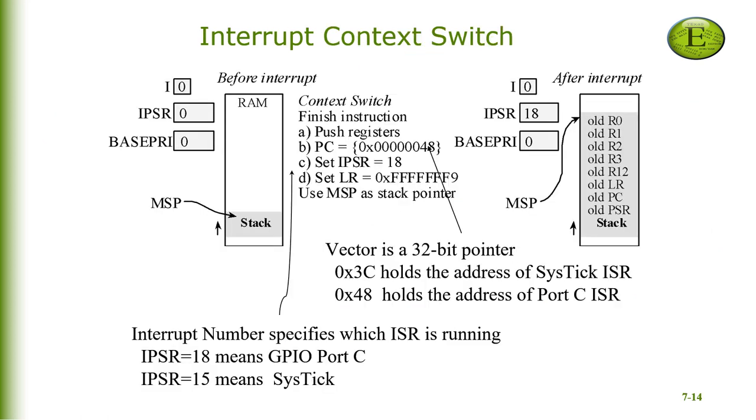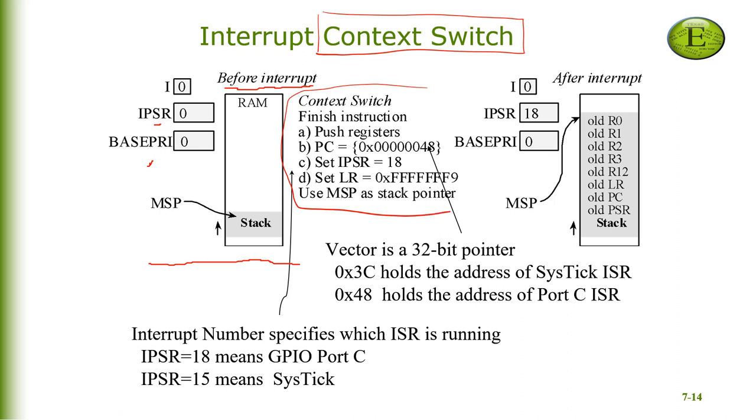We can also summarize all these steps pictorially. So the status of the microprocessor is shown here before the interrupt. You can see the value stored in the interrupt registers over here. So these are all before the interrupt. And then we have a concept of our context switch. What do we mean by the context switch? Well, essentially, these are the five steps that we defined before.